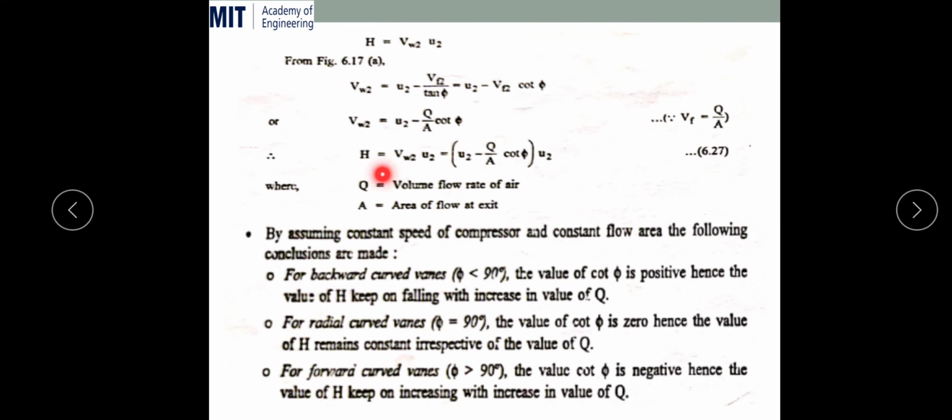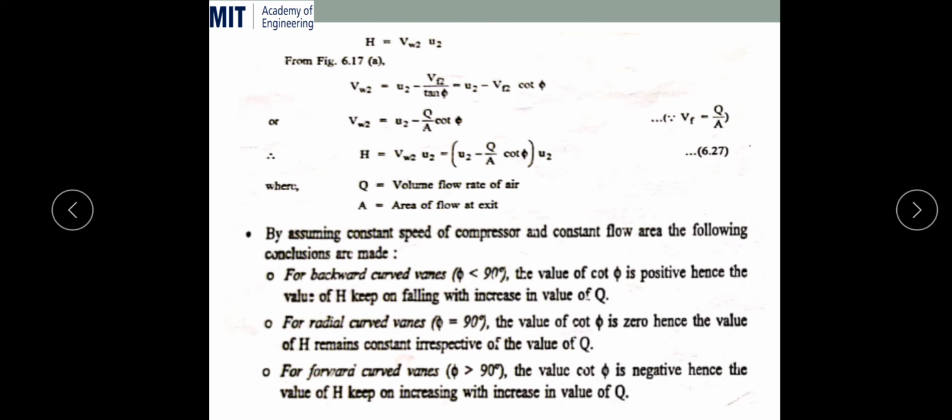Then H is equal to what? Vw2 U2. Put this Vw2 value in this equation. So the net head or work input is equal to U2 minus Q by A cot phi into U2. So Q is the volume flow rate of air, and A is equal to what? Area of the flow at the exit.